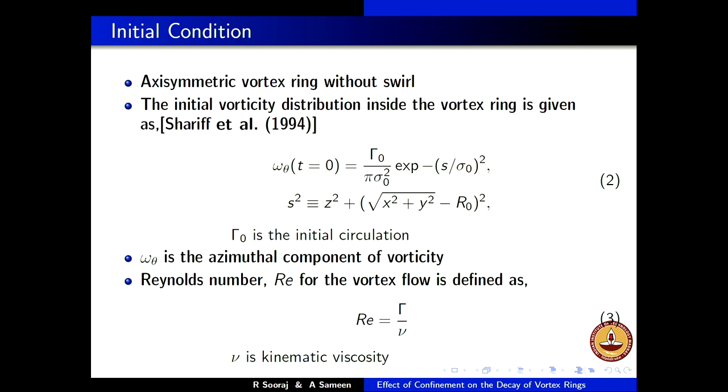So now omega theta is the azimuthal vorticity, which is the only vorticity component that we have, and we define the Reynolds number based on that gamma. So here it should be gamma naught, the initial circulation, and mu is the kinematic viscosity.